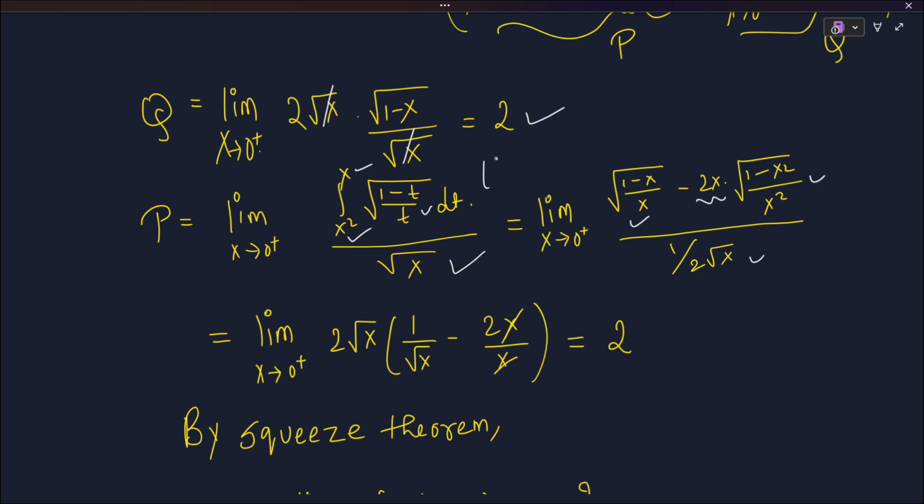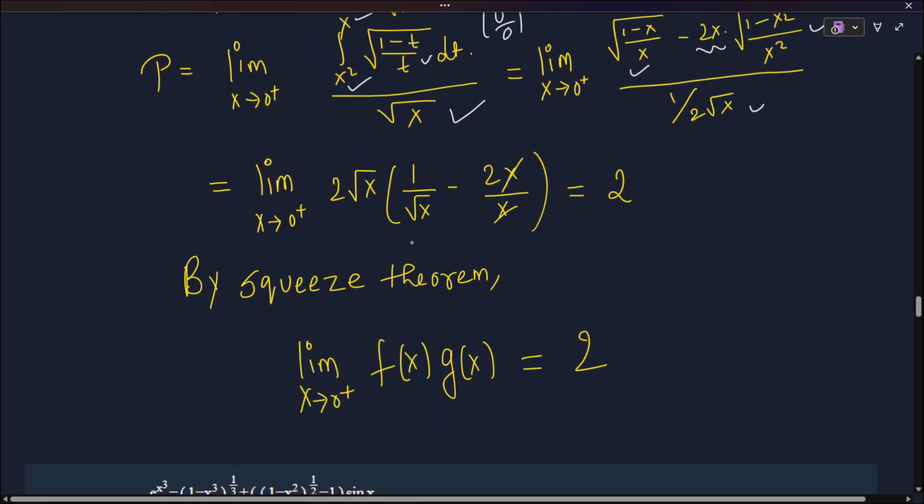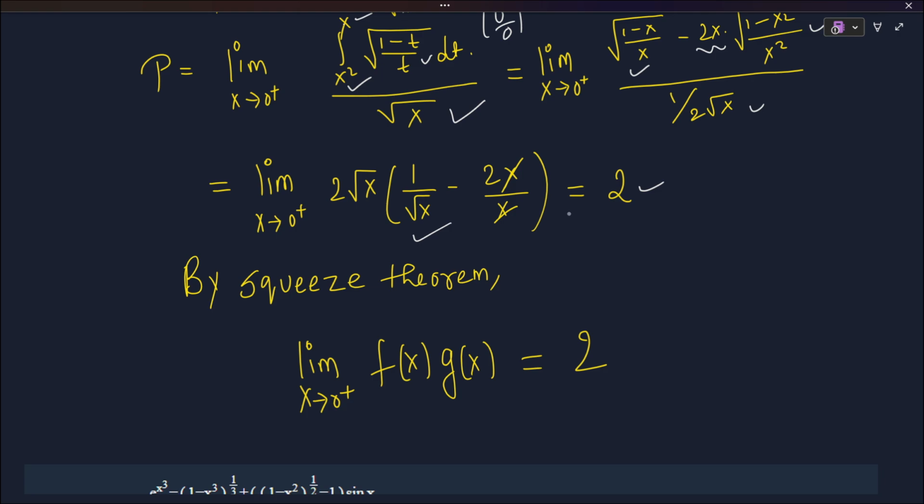This is because this was a 0 by 0 form. So we differentiate it. And now simply you can put the values. So this is the value and that gives you 2. And since both the lower and upper limits between which the limit lies is basically 2, by the squeeze theorem, the answer must be 2.